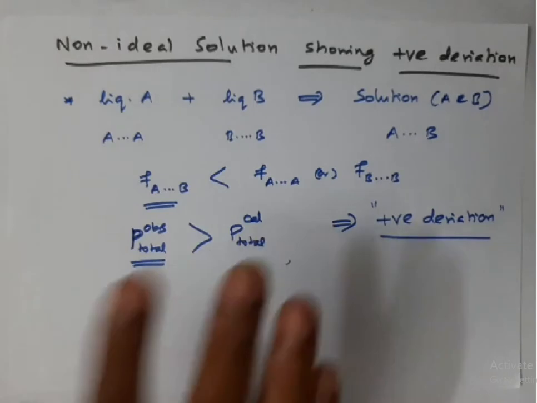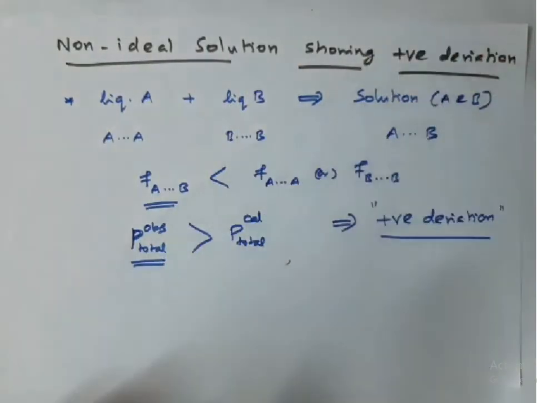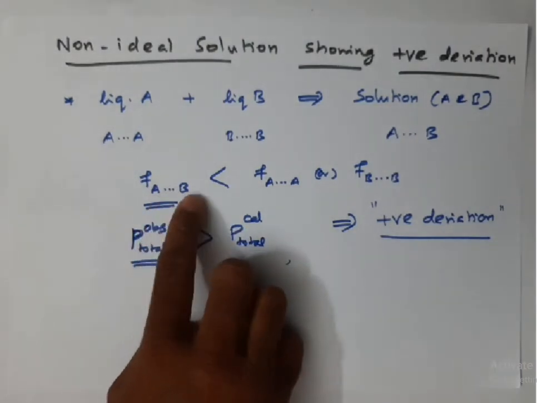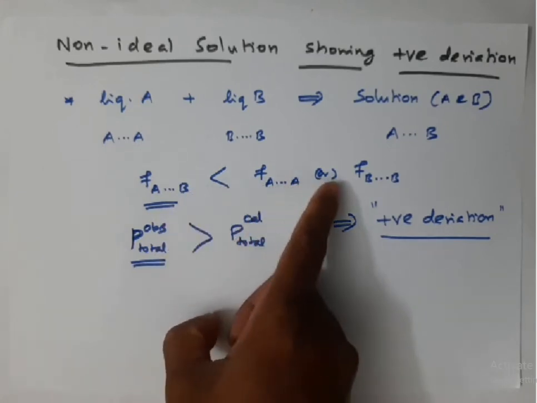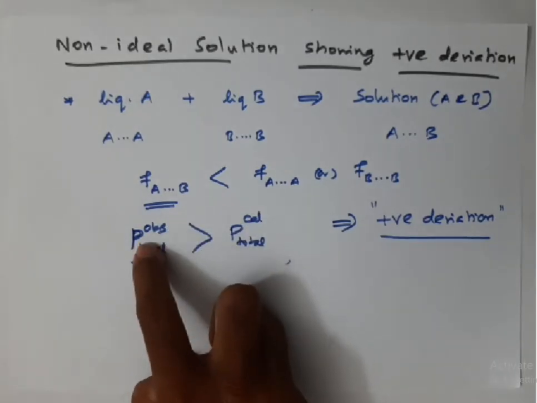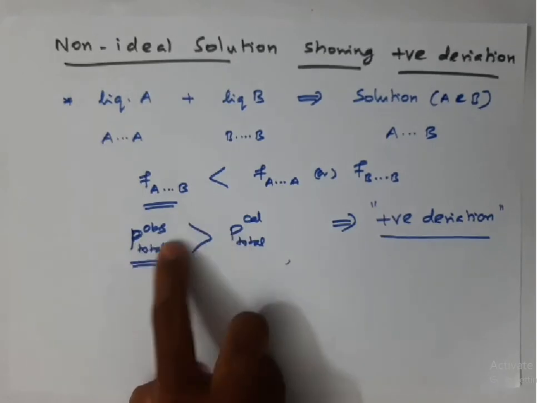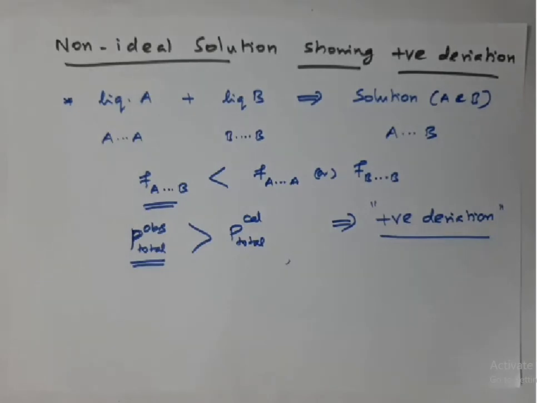Keep this in mind for when we can say a non-ideal solution shows positive deviation. If the force of attraction between AB molecules is less than the force of attraction between AA or BB, then the observed pressure becomes more compared to the calculated total pressure. In this case, we call this type of solution a solution showing positive deviation.